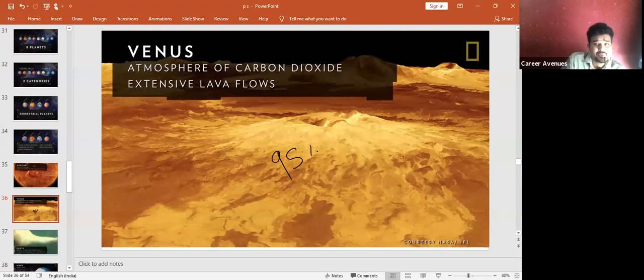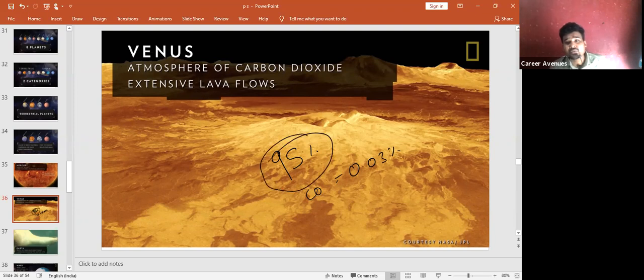95%. It is very high, right? See, on Earth we have 0.03% of carbon dioxide, and this is quite enough to melt our poles, to melt our glaciers. Right now it is melting. The whole global warming thing is there on Earth. Only 0.03%. And here we have 95% of carbon dioxide. This is very, very dangerous.